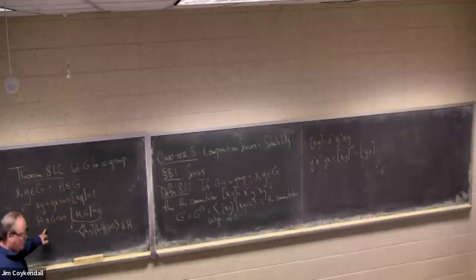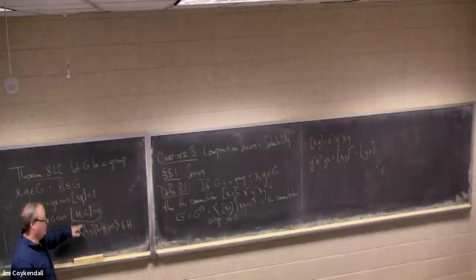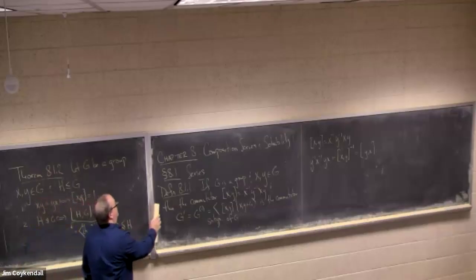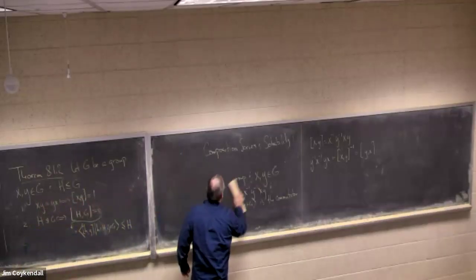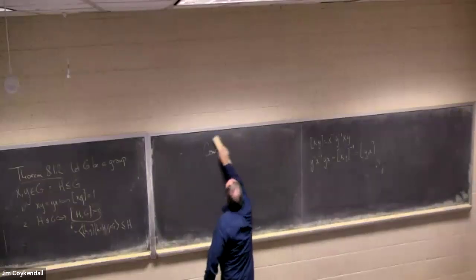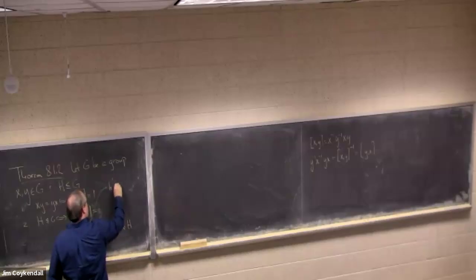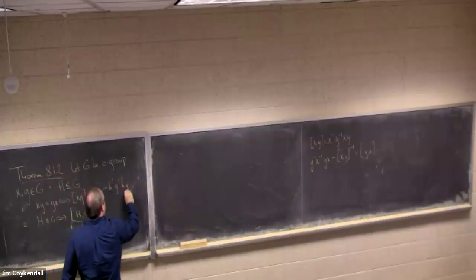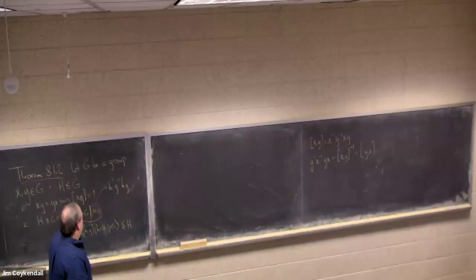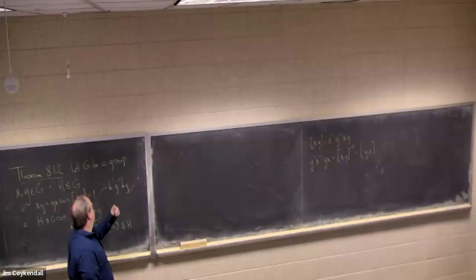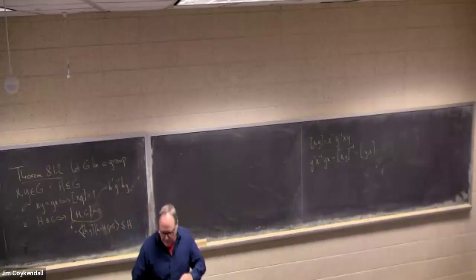So the second statement is that H is normal in G if and only if this subgroup is actually contained in H. You should just look at a commutator and see. If H is normal in G, then that means this thing is in H, and so this thing is an element of H. That's essentially it. There are some more details, but you should go through that.